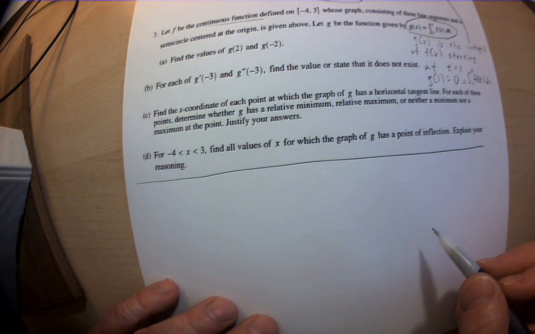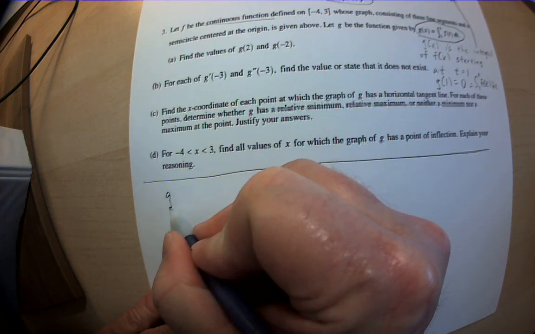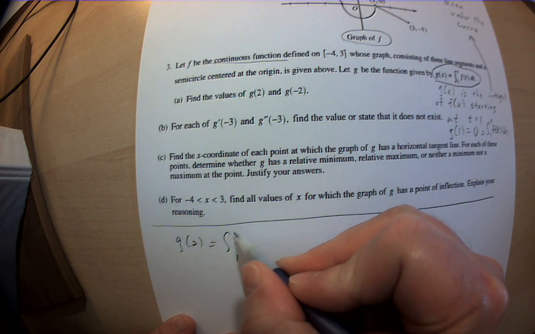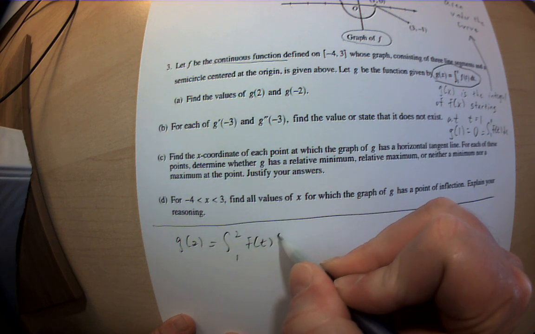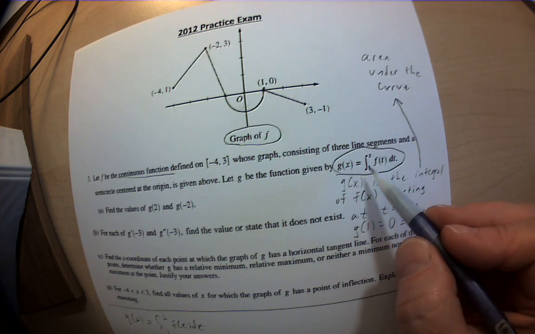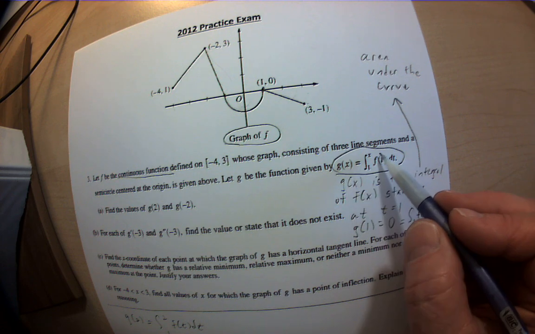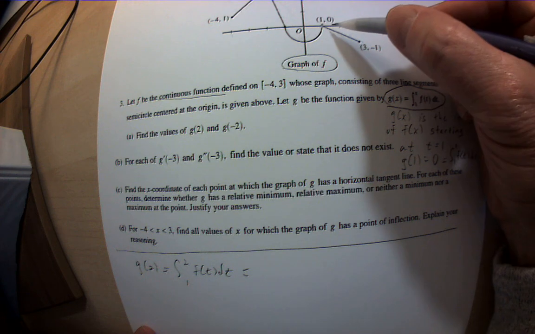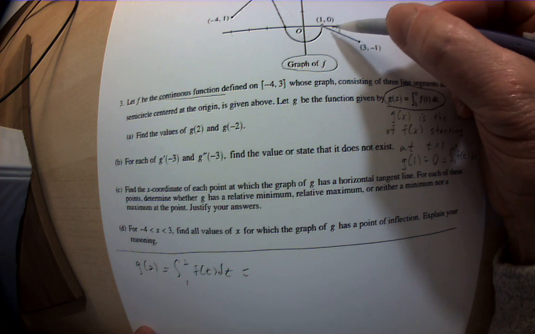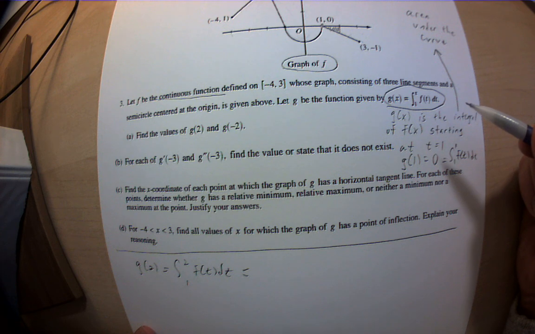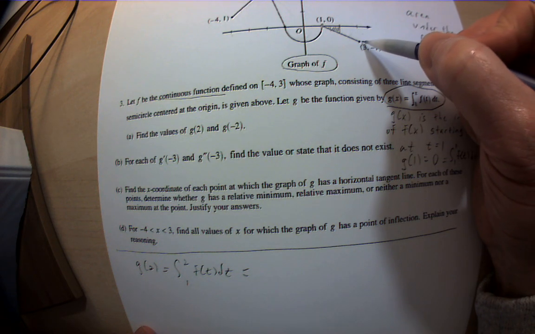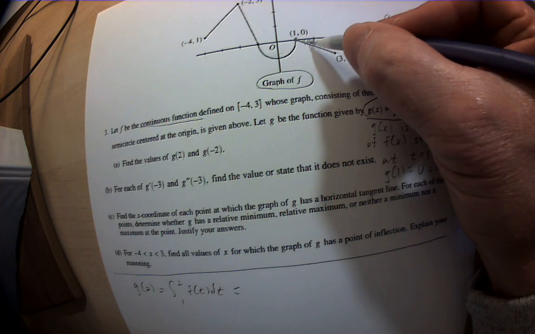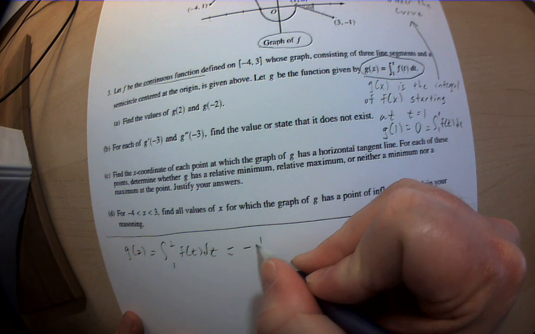Okay, so part A. Part A, it wants g of 2. So g of 2 is going to be the integral from 1 to 2 of f of t dt. Because look, g of x is 1 to x, so x is 2. So guys, from 1 to 2, that's this area right here. Let's see, this is 3, -1. That area is below the line going forward, so it's negative.